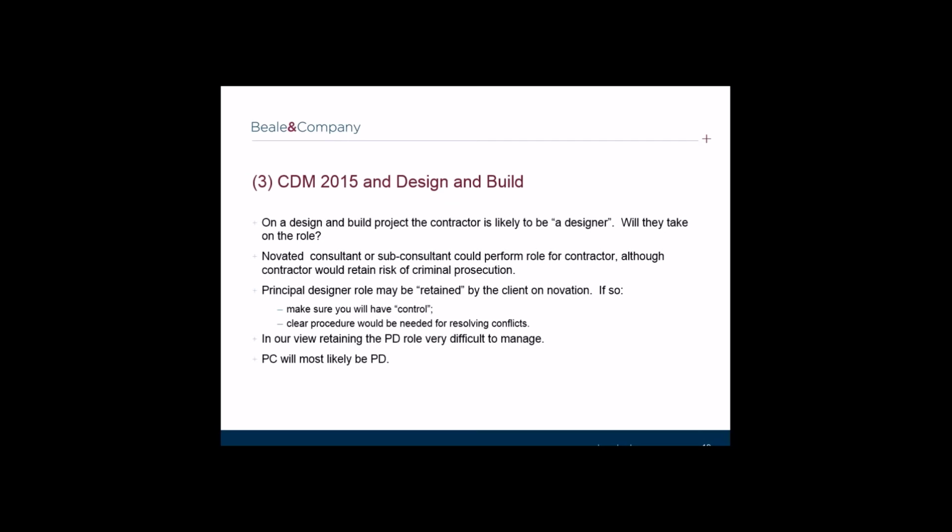If on design and build projects, the design and build contractor does not want to be the principal designer, then if you are the principal designer, we recommend that you ensure that you will have control over the design process, which may be 100% done in-house by the contractor, and that there is a clear procedure for resolving any conflicts of interest.